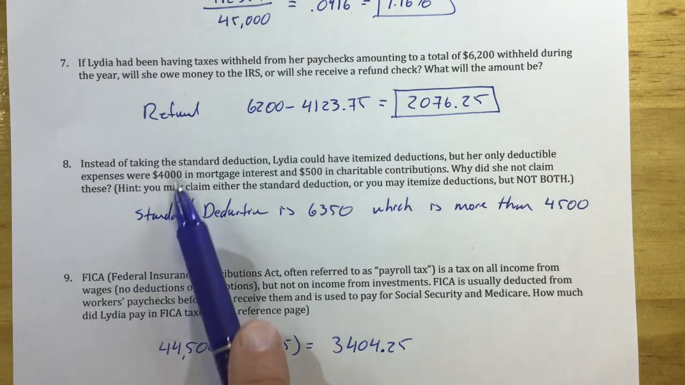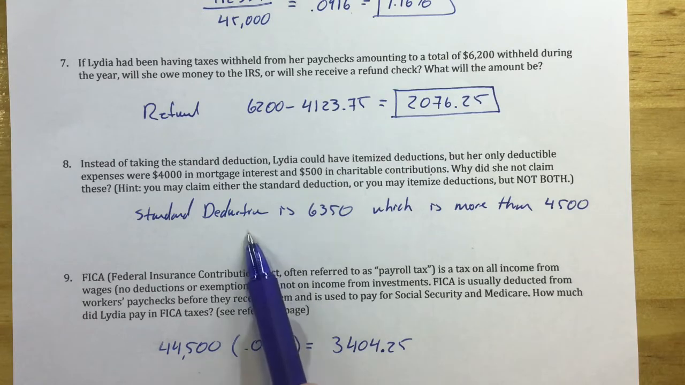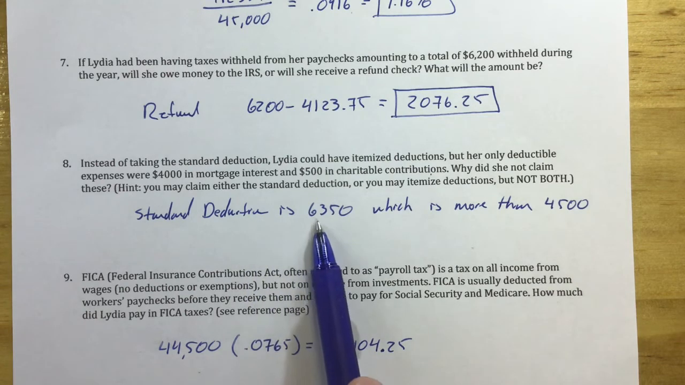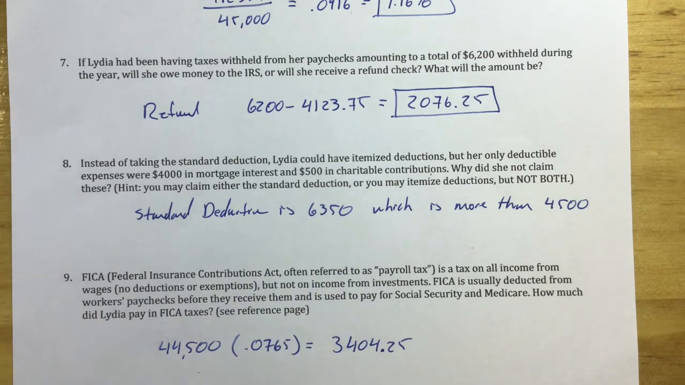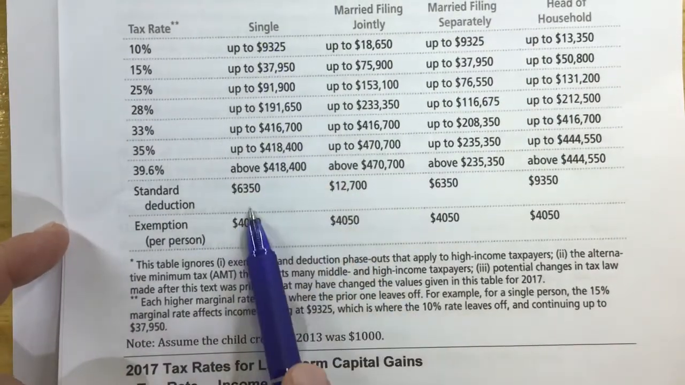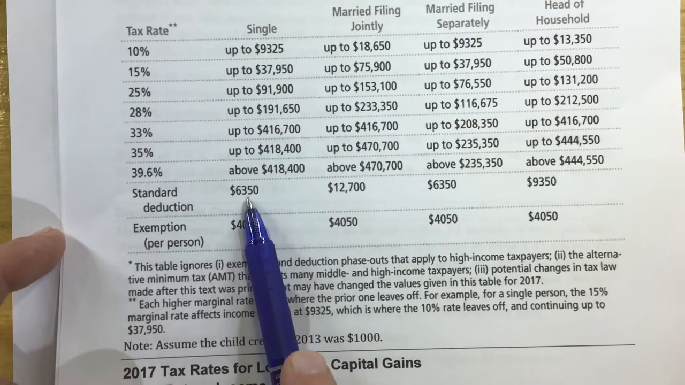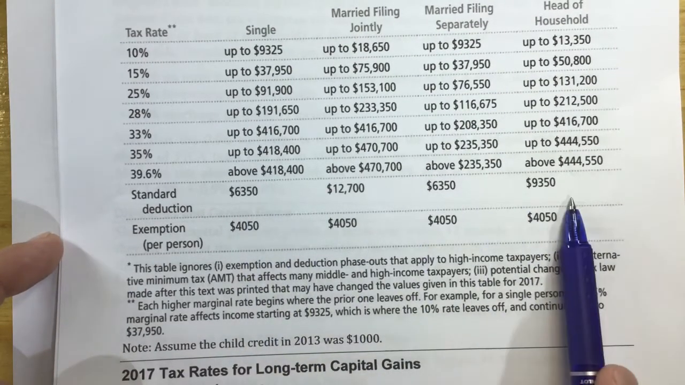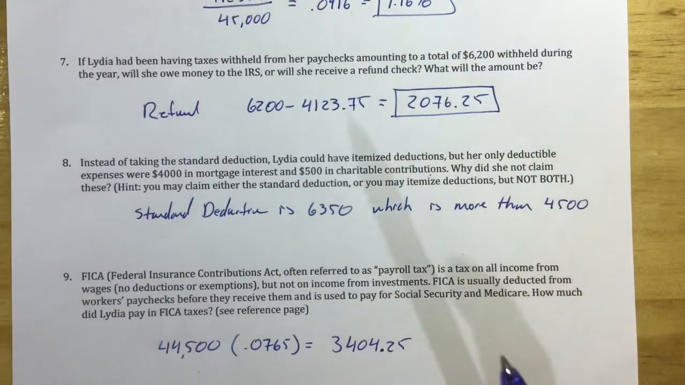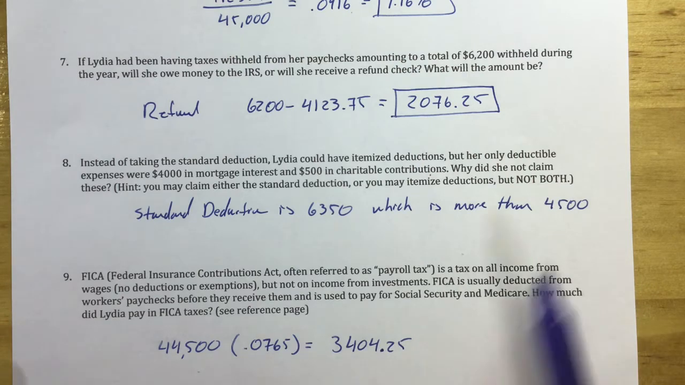Okay, so if you add these two together, you're going to get $4,500. But the standard deduction is $6,350. Again, one more time at the table. Lydia filing single, that's what it is. But basically, you think of it as that's how much you get per person that's filing taxes, unless you're doing head of household. Okay, so that number is being bigger. Makes more sense for her to do the standard deduction and not to do itemize.